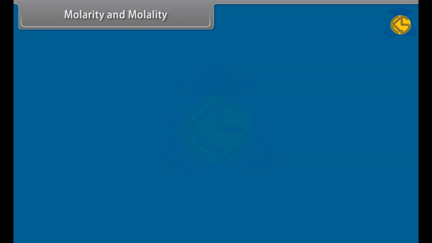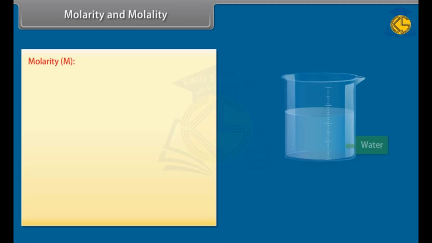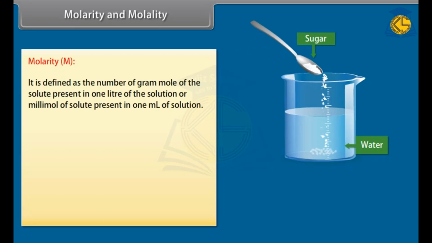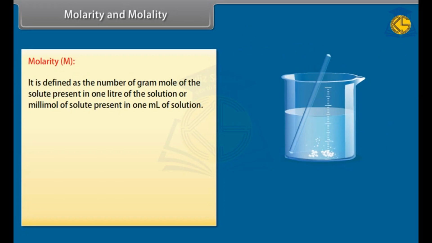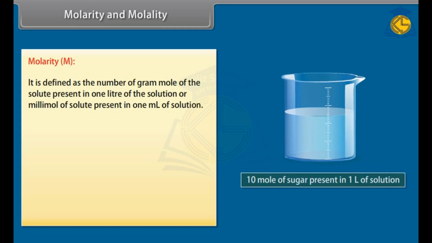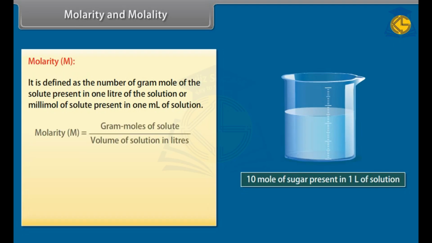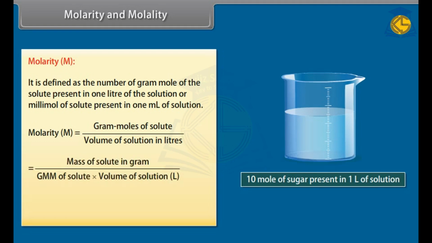Molarity and molality. Molarity. It is defined as the number of gram mole of the solute present in 1 liter of solution or millimole of solute present in 1 ml of solution. It is represented by M. Mathematically, molarity is represented by M is equal to WB in grams divided by product of gram mole mass of B and volume of solution in liter. A solution having molarity 1 is called molar solution.